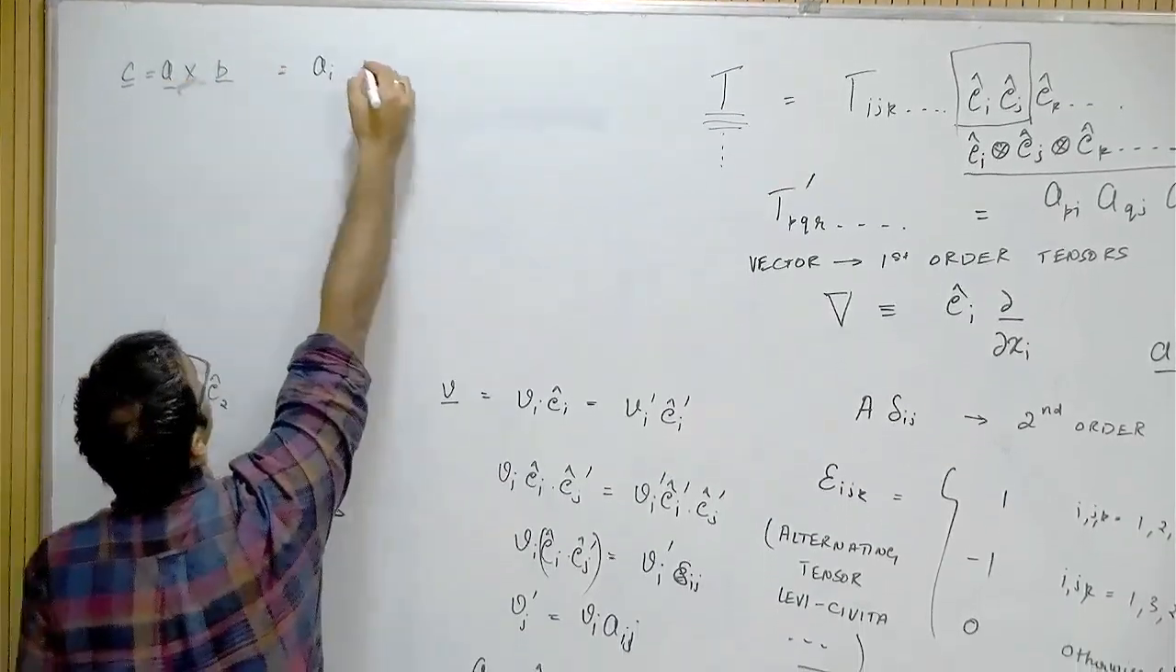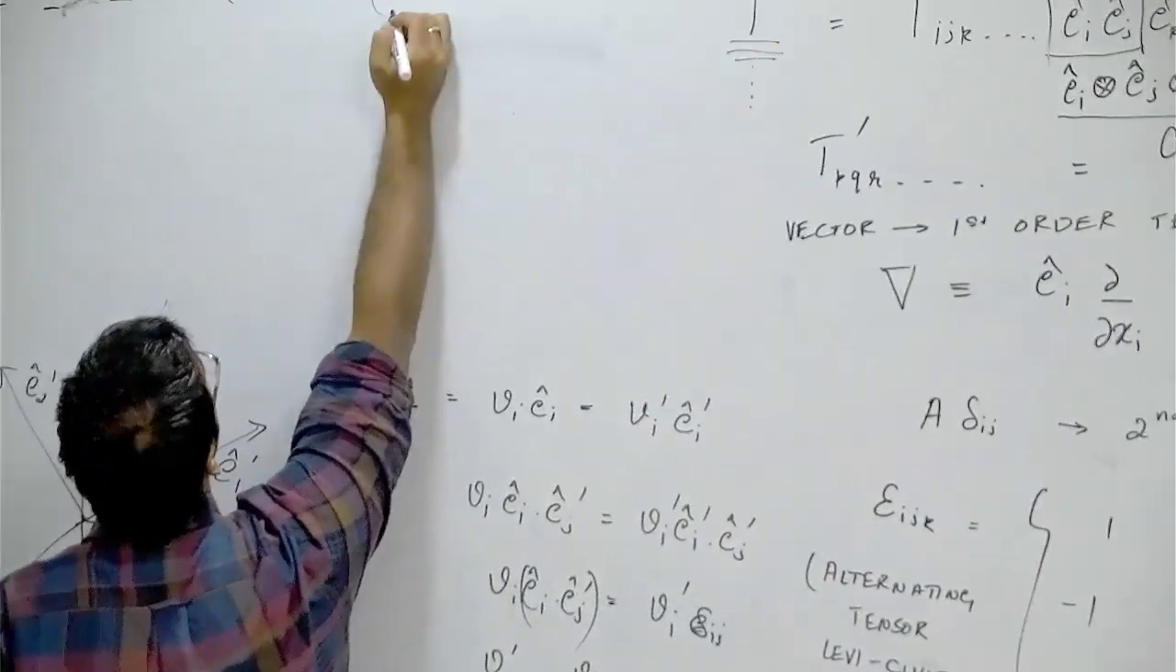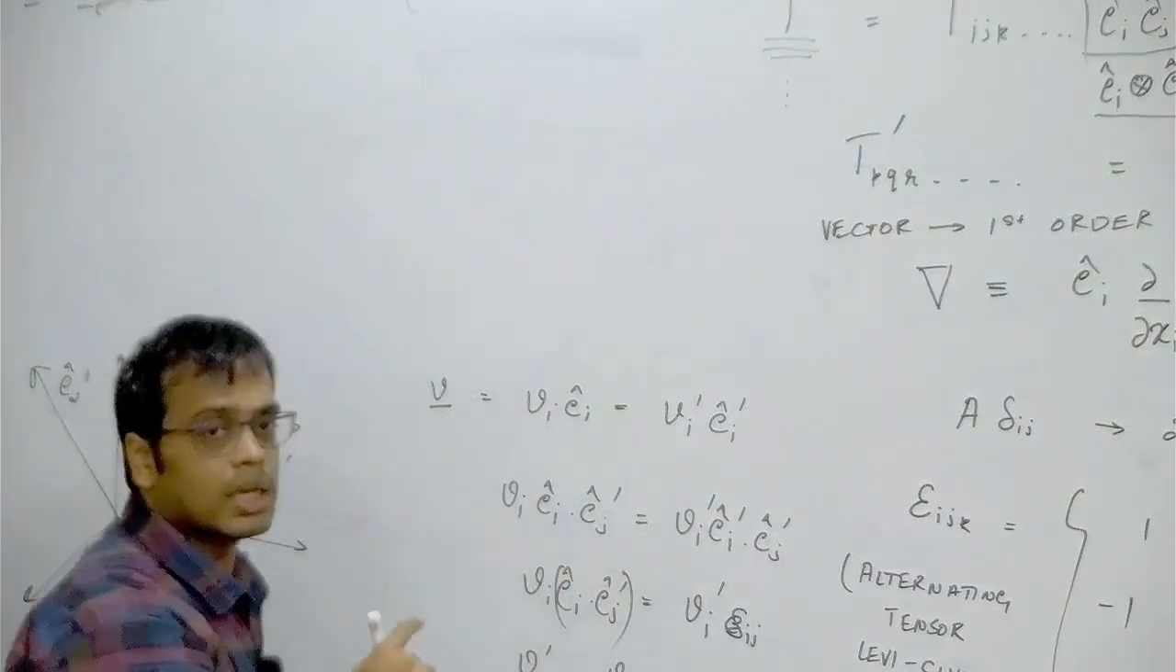So A vector I am going to write as A_i E_i cross. Now can I write B_i E_i? Why?